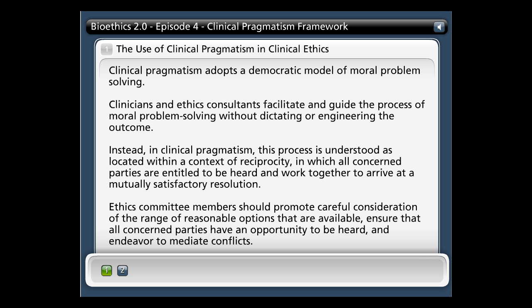Ethics committee members who are using the Clinical Pragmatism Framework should promote careful consideration of the range of options that are available. They need to ensure that all concerned parties have an opportunity to be heard and endeavor to mediate conflicts. If you are a clinician and you use the Clinical Pragmatism Framework on your own, the same goes for you.